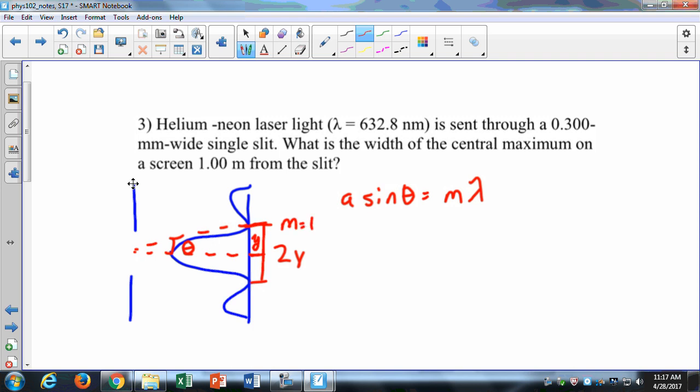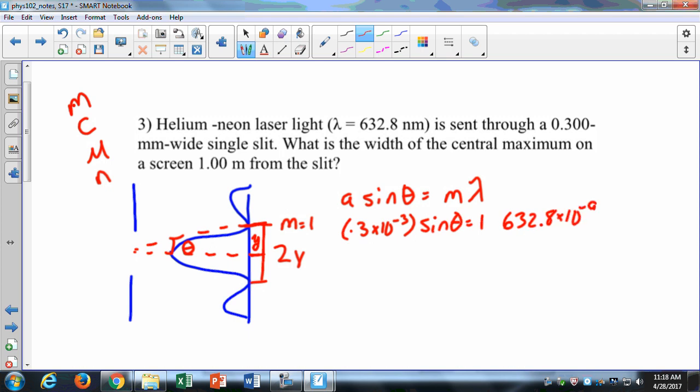So it's going to be a, 0.3 times 10 to the minus 3. Know your metric prefixes, by the way. Milli, centi, micro especially, nano. I think all of those come up on the test. I think y'all have that by now. But sine of theta equals 1 times 632.8. And then I find that angle theta. Does anybody know off the top of their head what that is? Have you found it already?